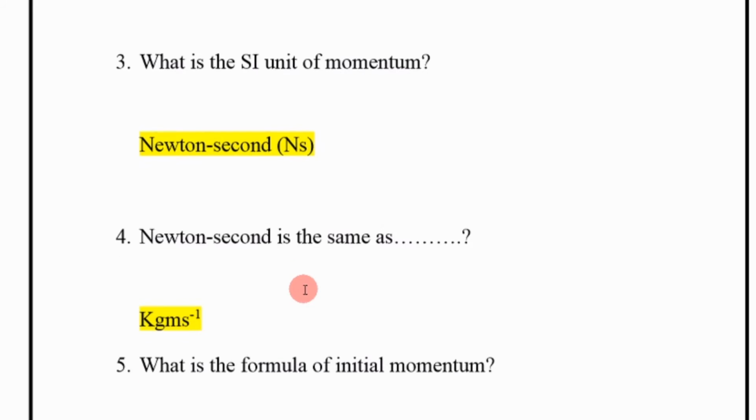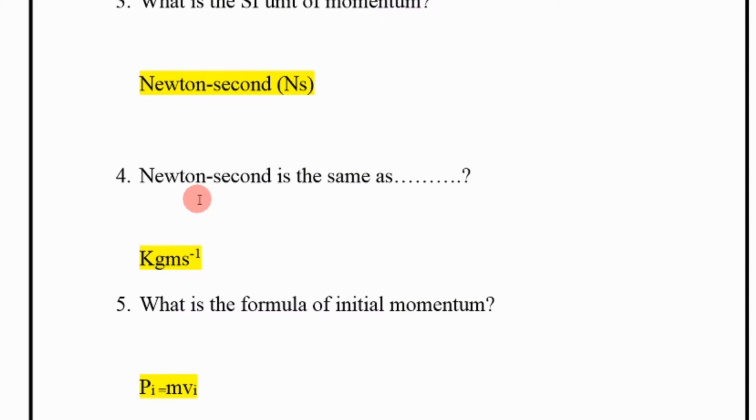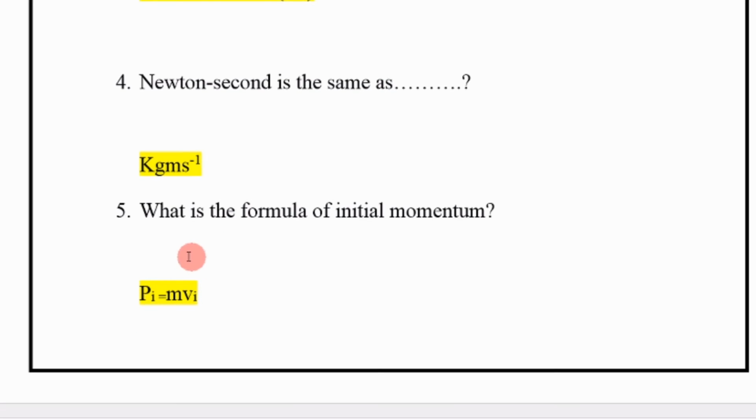Next, Newton second is the same as dash kilogram meter per second. Next, what is the formula of initial momentum? Pi is equal to mvi.